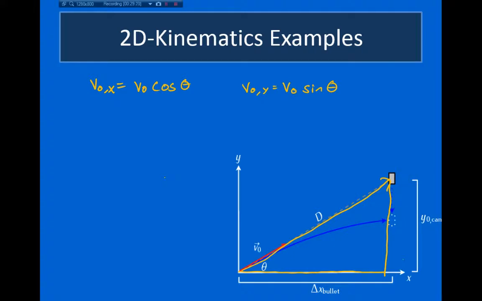So we can see that sine of theta is opposite over the hypotenuse. And I'm just going to call this hypotenuse d. We'll see this will actually drop out of the problem, so it doesn't matter. We can see that this is y naught can over d. This is the initial height of the can divided by this number d. And cosine of theta, that's adjacent over hypotenuse. This is the distance that the bullet travels in the x direction divided by d.